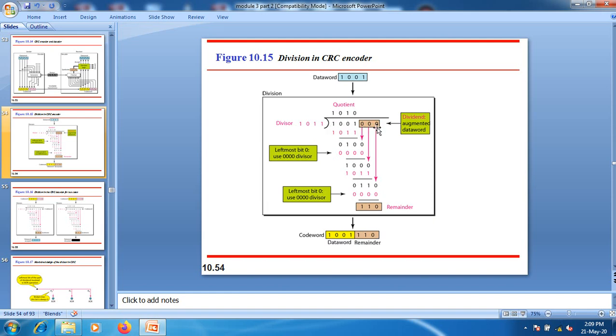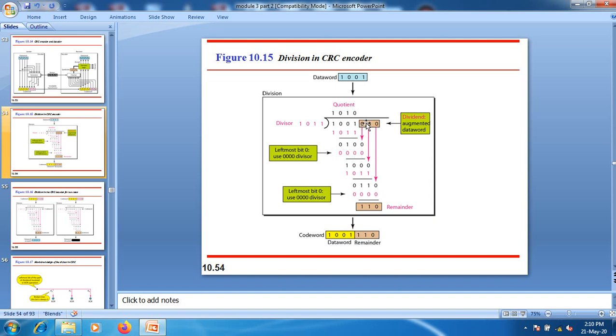Now my augmented data word becomes 1001000, and here we perform the division operation. If the leftmost bit is a 1, then only we use this divisor value. Otherwise, we use 0 as the divisor value. The leftmost bit is a 1. In that case, I am using this divisor value, that is 1011. We need to perform a bitwise XOR operation here. In each stage we need to perform this XOR operation. In that case, we are getting 010.